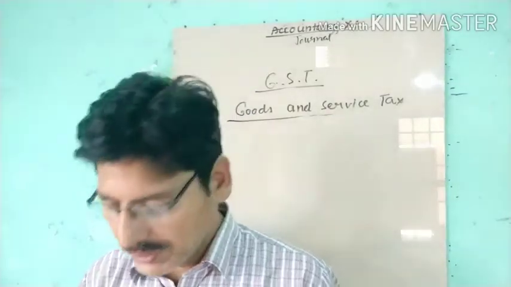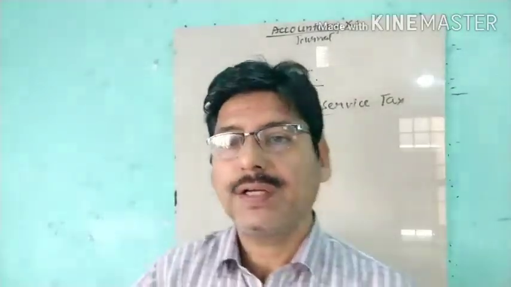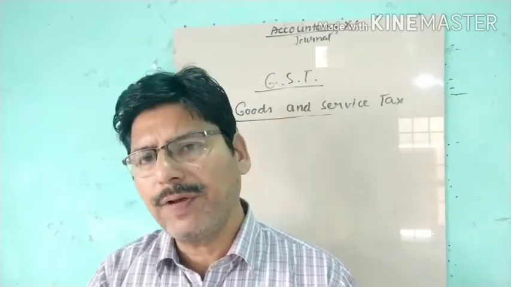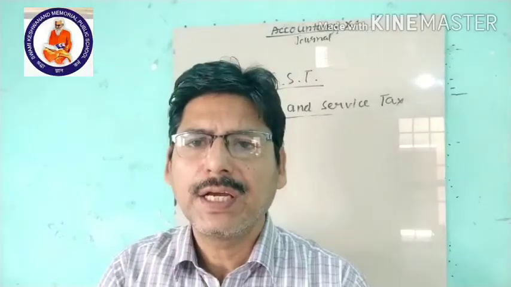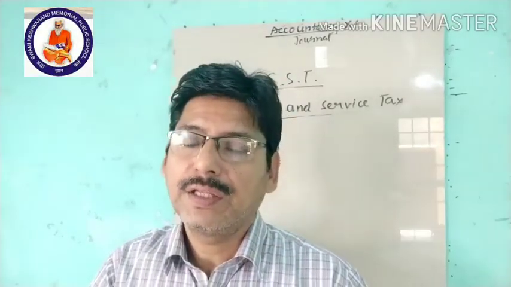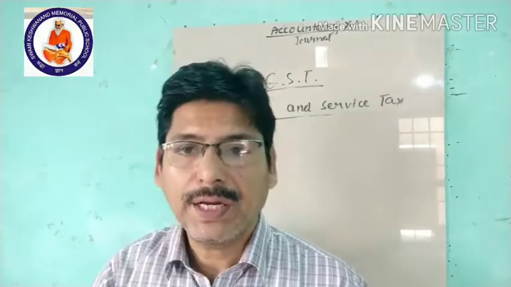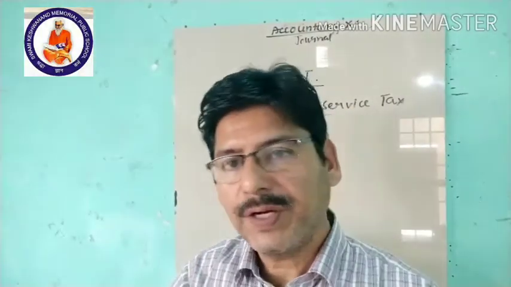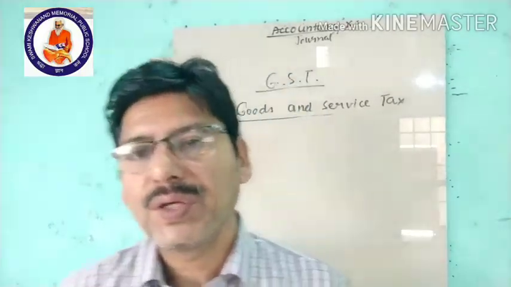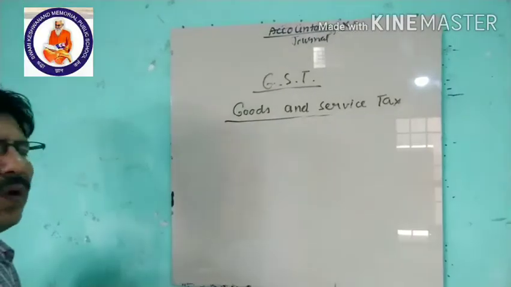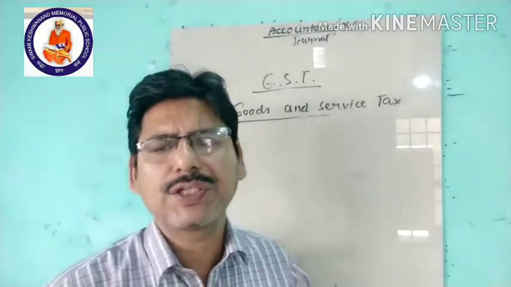Covered the journal entries. Now we will take an example for this journal entry, and then we will learn how to adjust the amount of tax that we have paid against what we have collected. Adjustment of GST, we can say here. So how is it done? We can take an example here, some transactions.